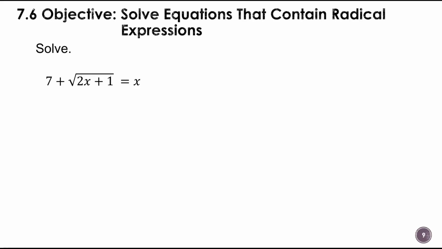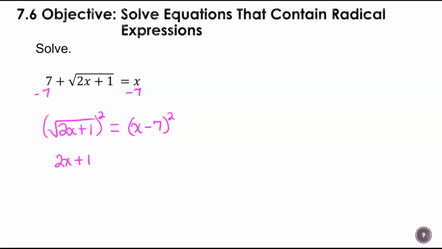All right, so this is the second video for solving equations that contain radical expressions. Remember, before we solve, we have to isolate the radical on one side by itself. So in this case, we will subtract 7. So we have the square root of 2x plus 1 equals x minus 7. So we are squaring a binomial again. So remember, that means x minus 7 times x minus 7.